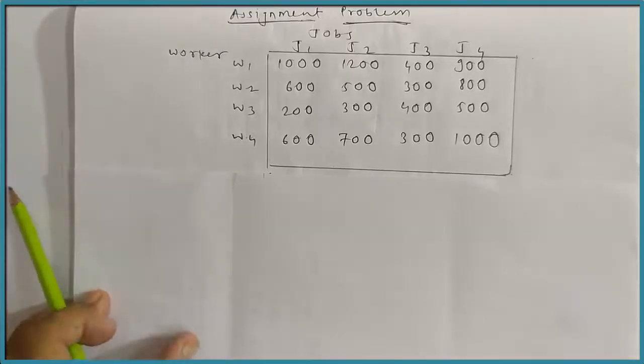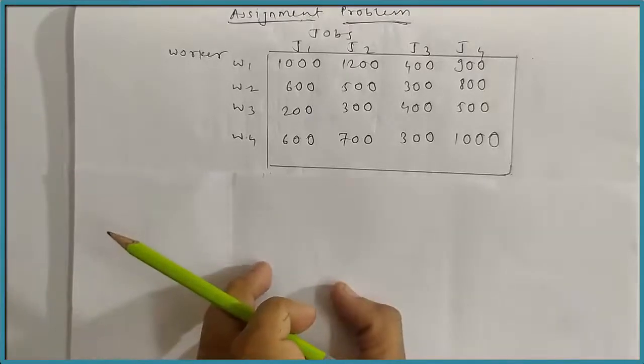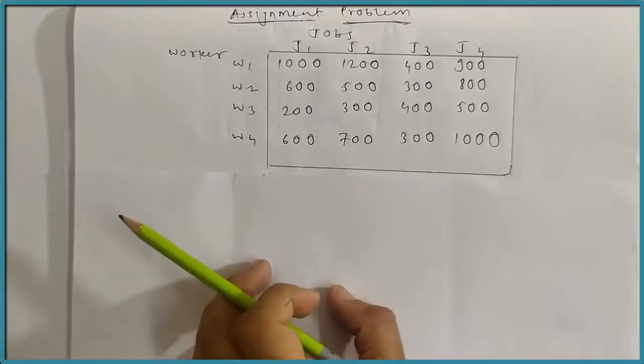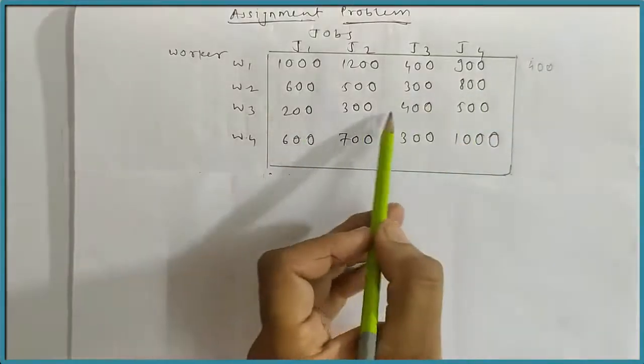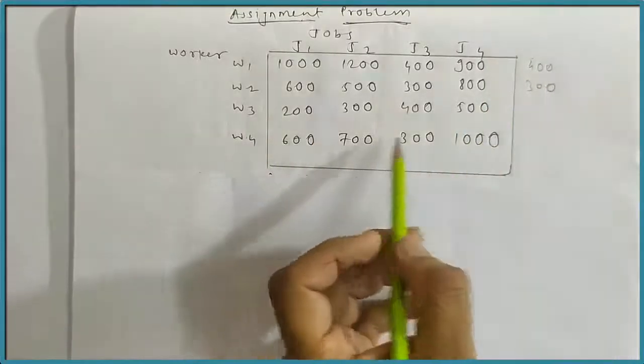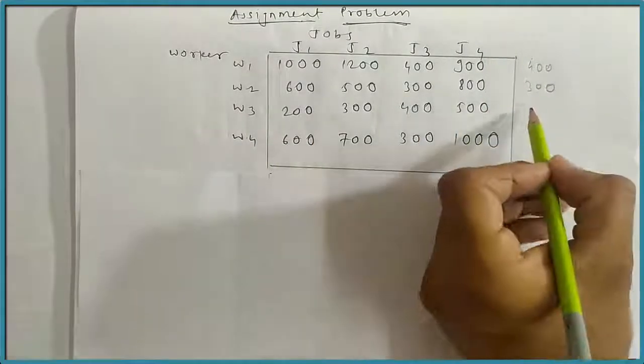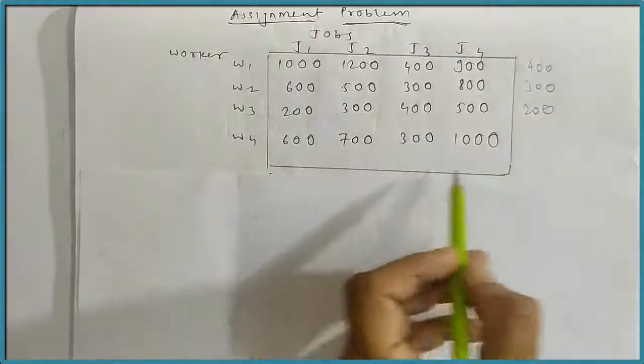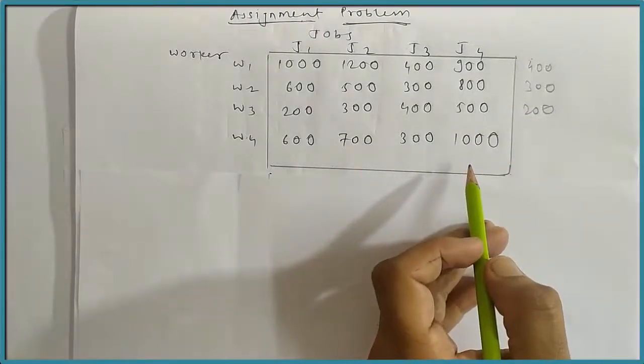Now look at the first row. The smallest element in the first row is 400. In the second row, the smallest element is 300. In the third row, the smallest element is 200. And in the fourth row, the smallest element is 300.